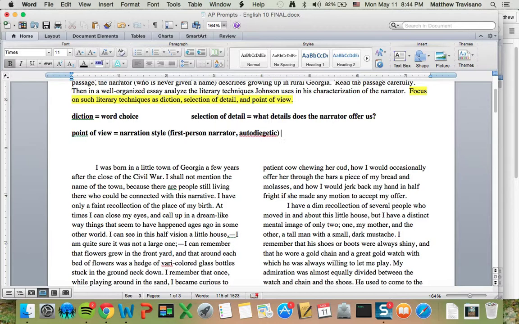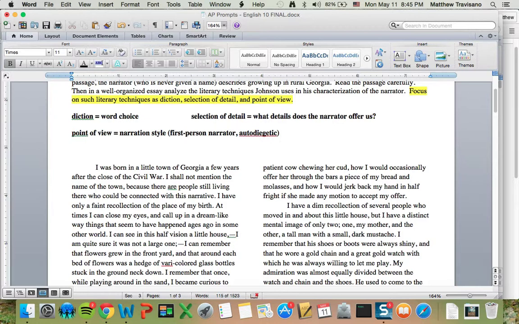So here are the three things that this AP prompt, which you're going to be using as the basis for your final exam essay, wants you to think about: diction, word choice; selection of detail, meaning what does the narrator tell us and, in some cases, what don't they tell us; and then point of view, narration style. What you want to do is think of a theme. Do you notice a theme in the diction? Do you notice a theme in the selection of detail? And what does the point of view tell us?